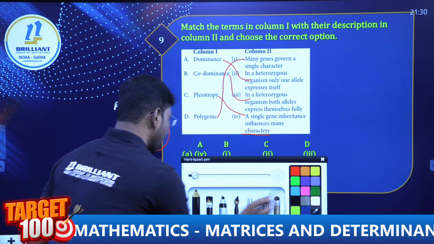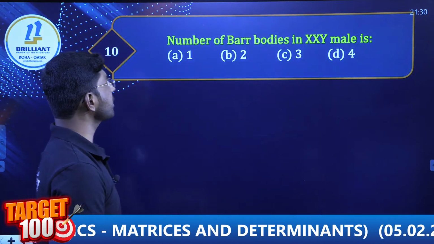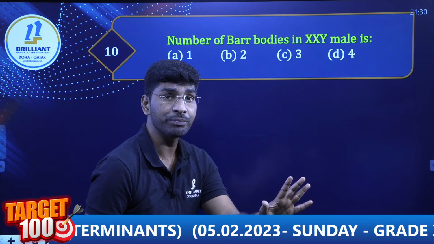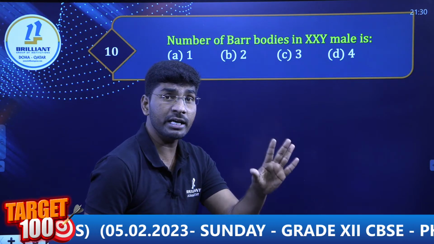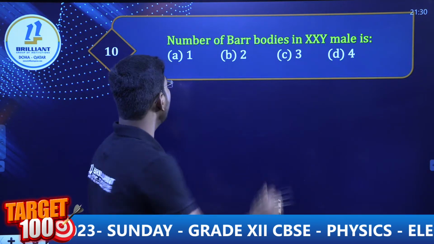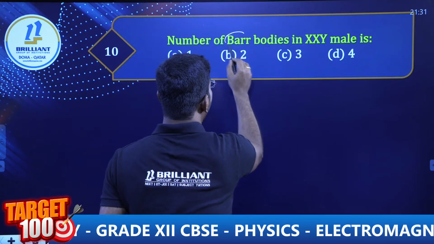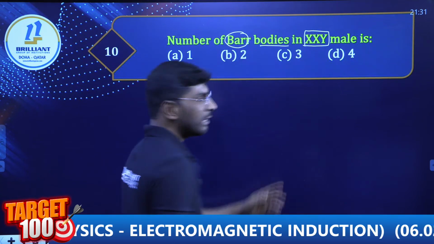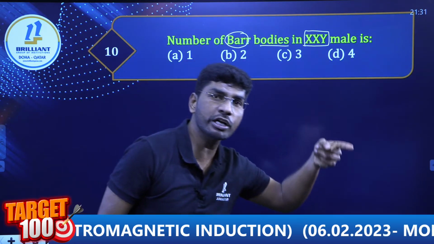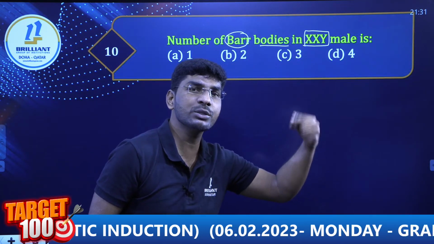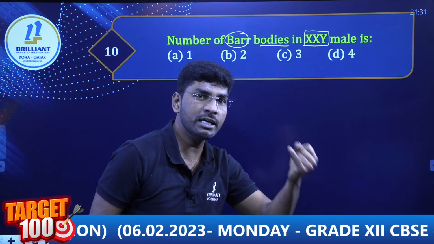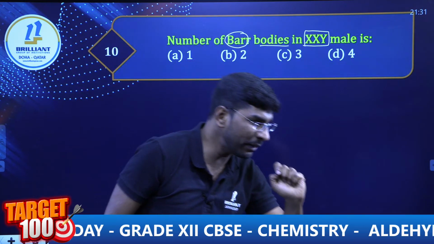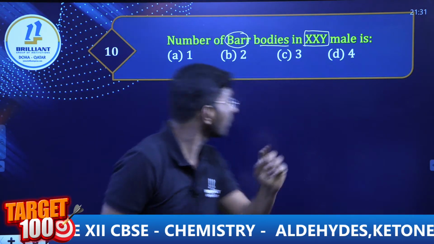Question number 10. This type of question can come. Remember all of you. Look at here. It's a very, very important question. Number of Barr bodies in an XXY male. Can you please tell me, XXY disorder is called Turner, Down, or Klinefelter? Which one of these three? Klinefelter syndrome, right? This is Klinefelter syndrome or not? Look at here.